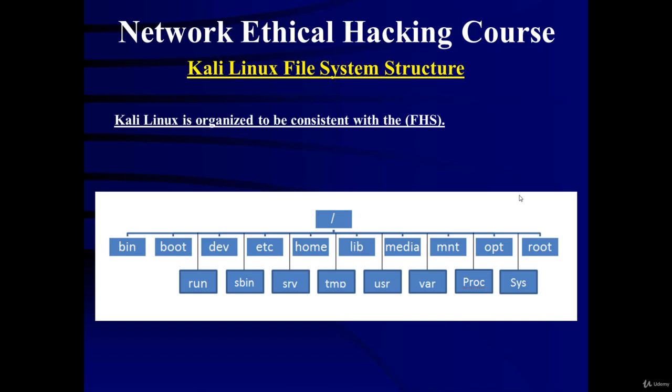Kali Linux is similar to other Linux distributions, it's just consistent with the file hierarchy system, which means if any user who is using another distribution of Linux will be comfortable while using Kali Linux. So the top level folder is called root, and its symbol is /, and under the root folder all the file system folders are there. So let's start one by one.